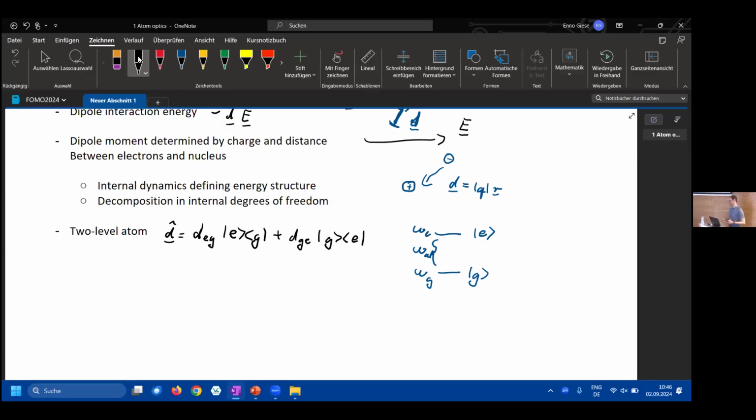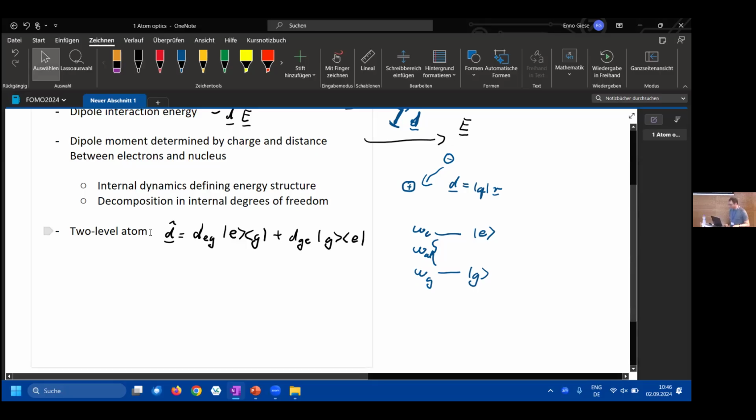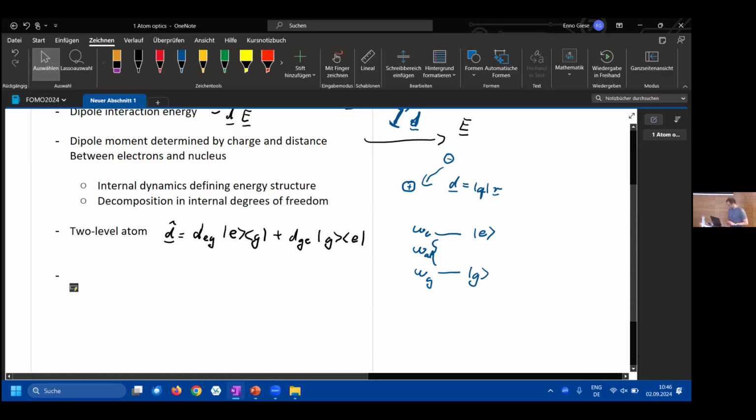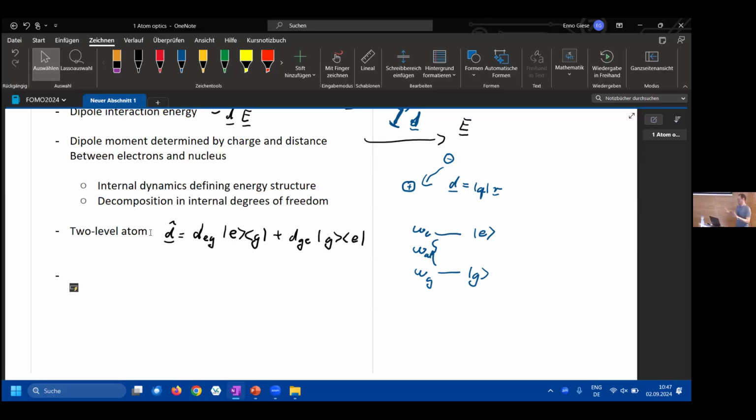And Wolfgang Schleich is going to talk about that, I think, tomorrow, if I remember correctly, from a different perspective. I will also assume that this D is real. You can also say it's complex, it doesn't really matter because you can play with phases later on. So we now know how to describe the atom in this interaction energy, but we still need to talk about the electric field. Now, we will assume a classical electromagnetic wave, and so far everything is pretty much standard.